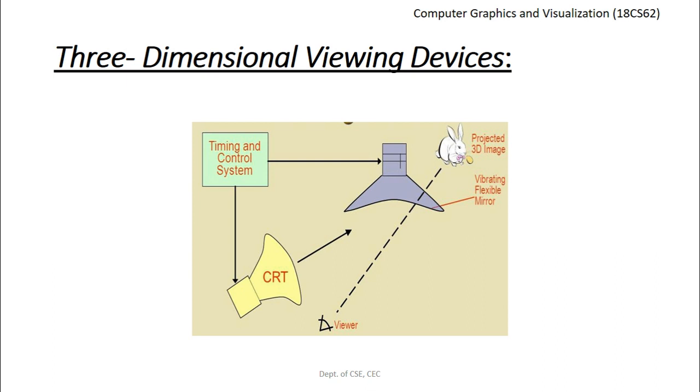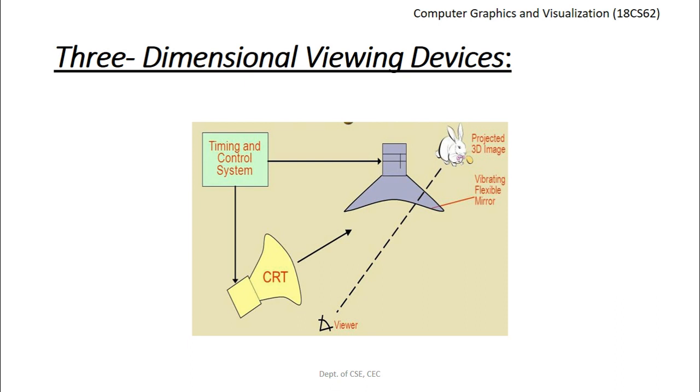As the varifocal mirror vibrates, it changes its focal length. So we have a mirror here, which is connected to the timing and control system. These vibrations are synchronized with the object on the CRT, so that each point of the object is reflected from the mirror into a spatial position corresponding to the distance of that object from a specified viewing location. This allows us to walk around an object or a scene and view it from different sides. So this is an example of a 3D viewing device.